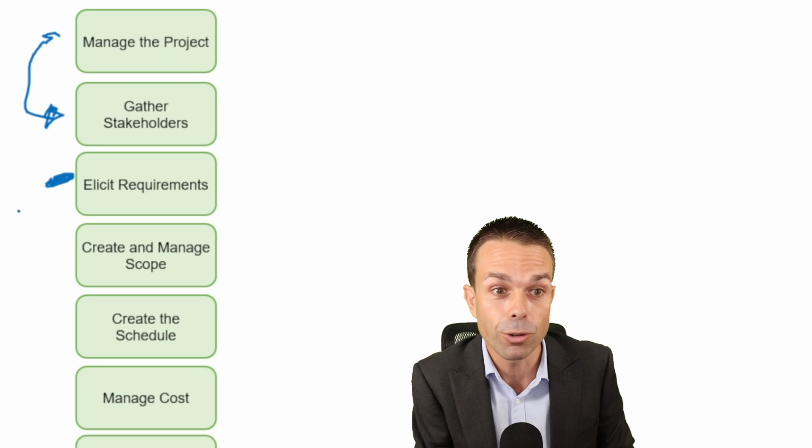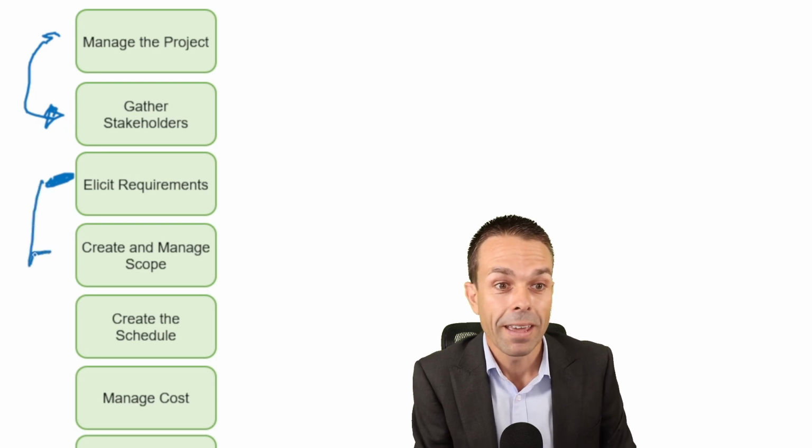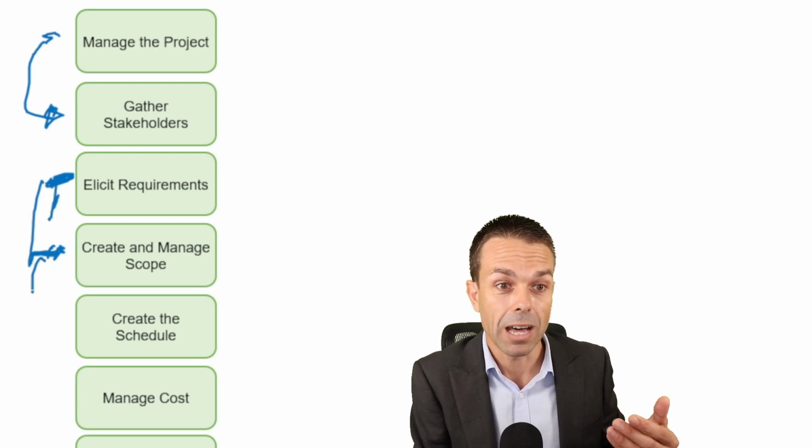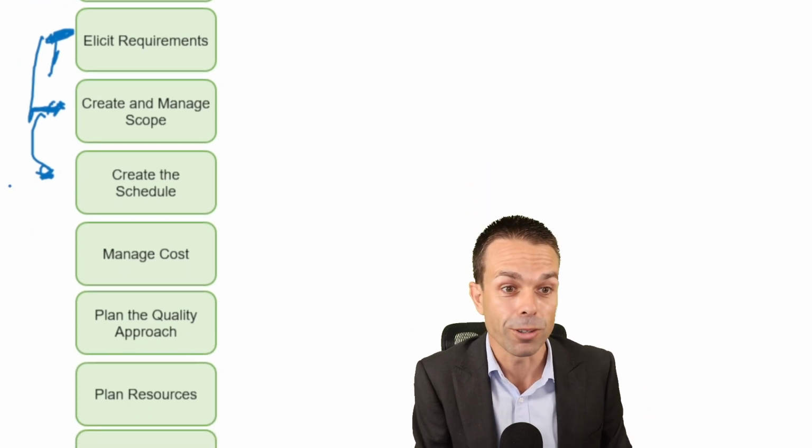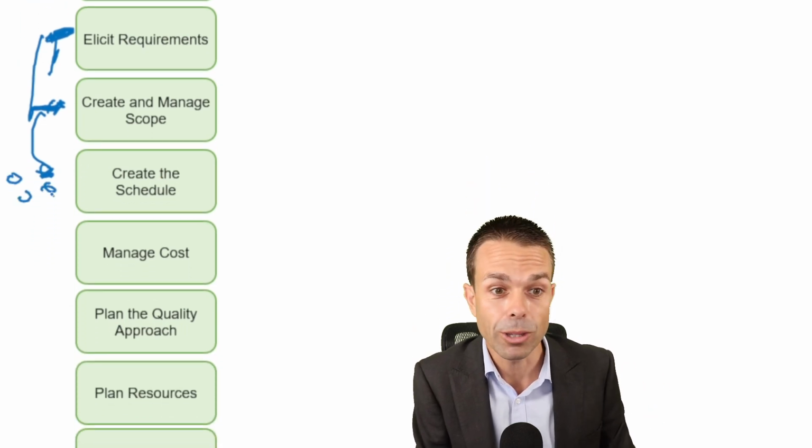What do we need to do? What do our customers need? Then we create the scope and manage the scope from those requirements. So that's next in line. Now, once we've got our scope, we can start putting those into activities and putting that on a schedule. So we've got the scope. When are we going to be delivering those things?